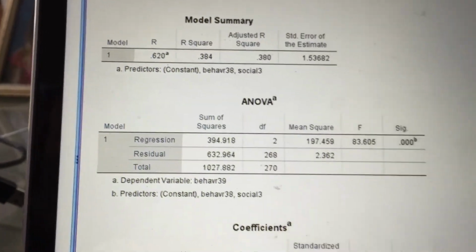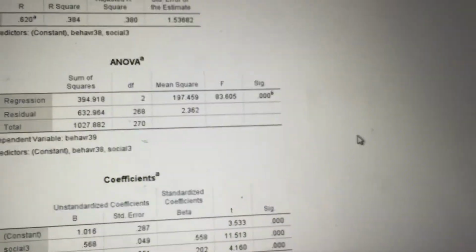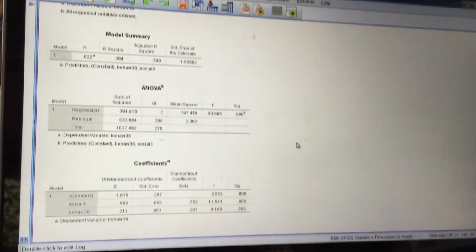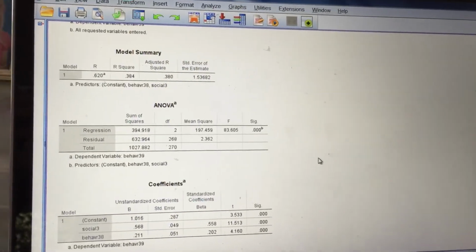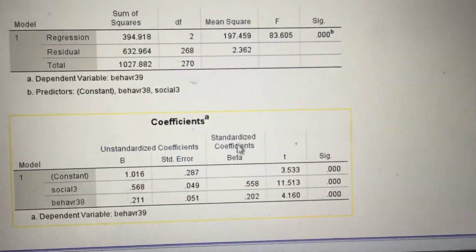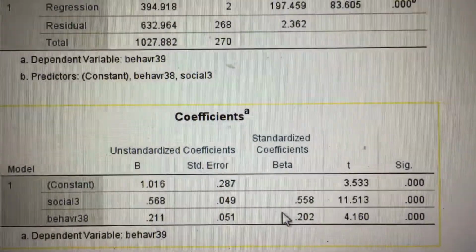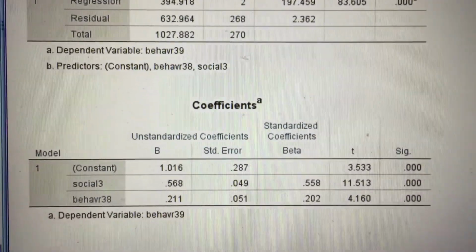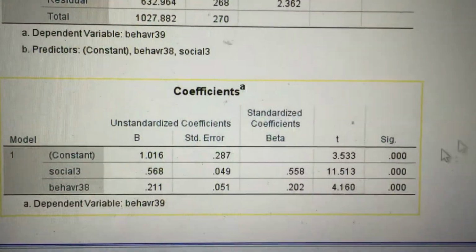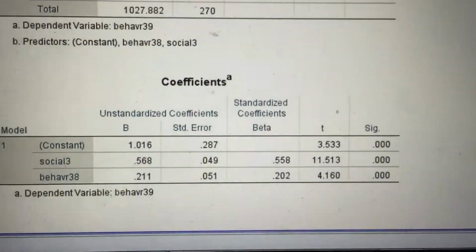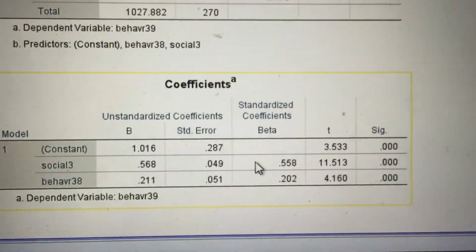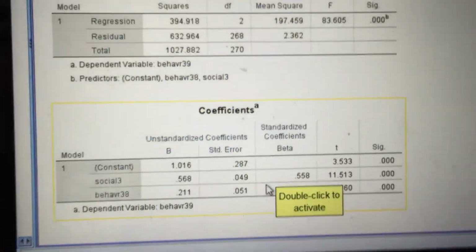And the last thing I'm asking you to tell me is an order of the contribution of each variable in predicting the dependent variable. And as you remember, for that, we come down to the standardized beta coefficients, and we look at the absolute value of each of these. Absolute value means you ignore any negative signs. So we know by looking at this that social 3 predicts the most.